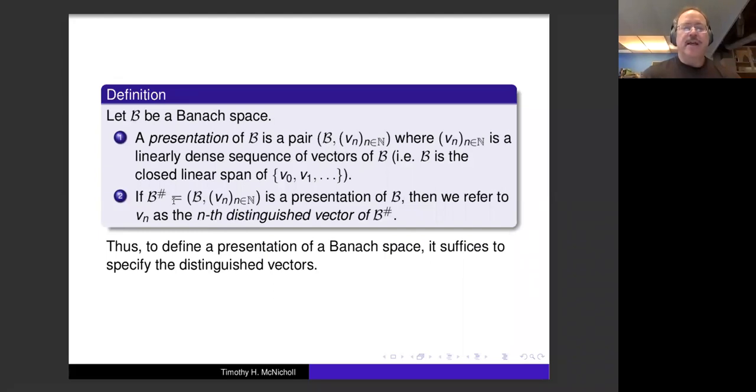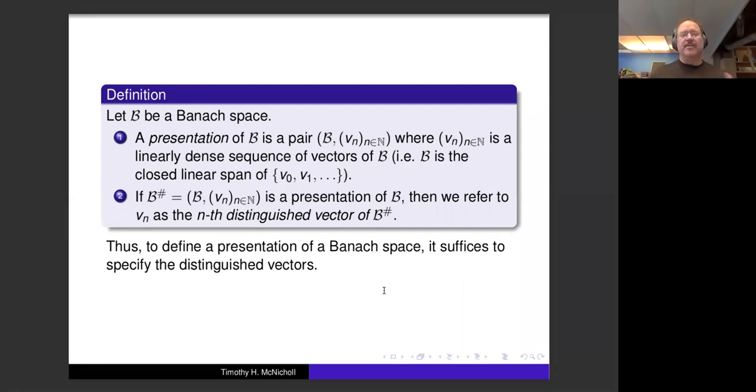Okay, and then as we set things up with metric spaces, if B sharp is a presentation of a Banach space B, then we'll refer to Vn as the nth distinguished vector of the presentation. So that means now to define a presentation of a Banach space, all you have to do is specify what your distinguished vectors are.